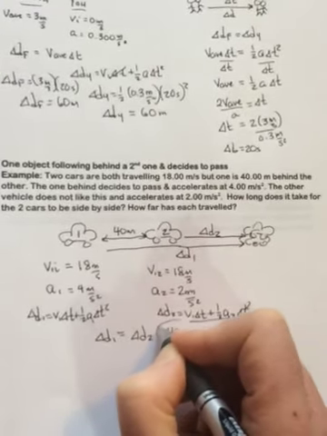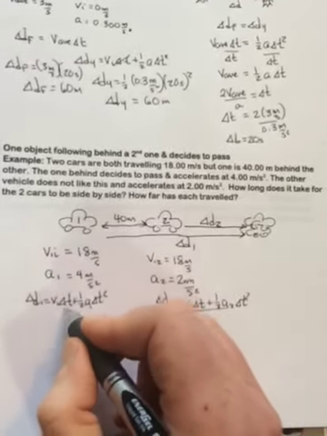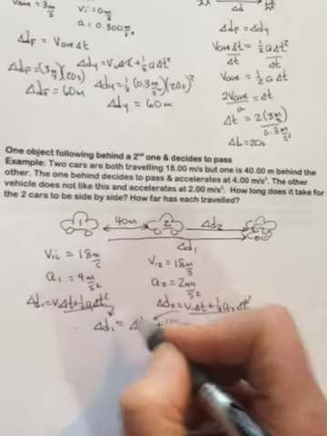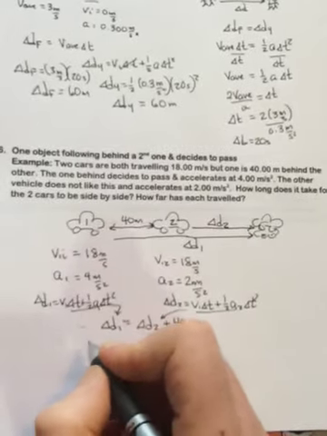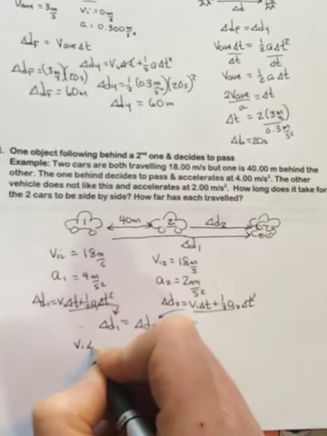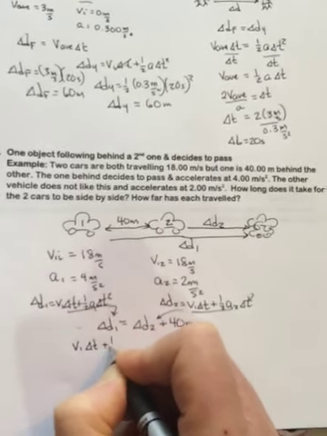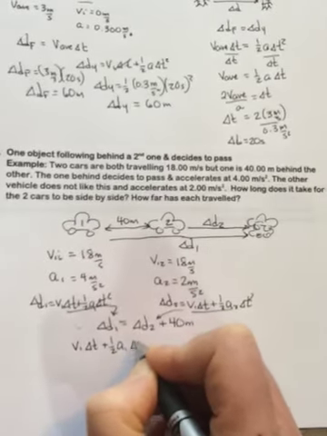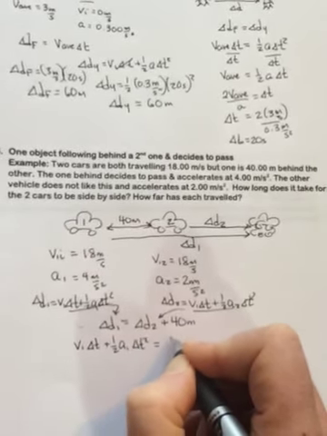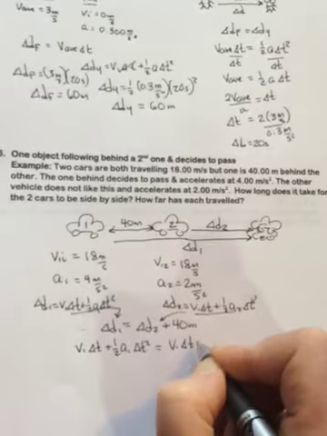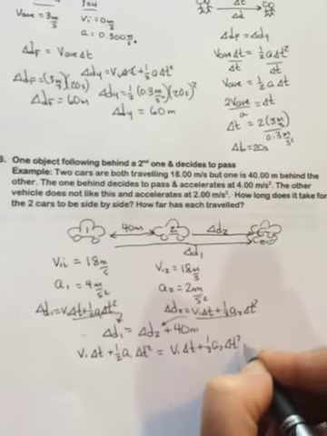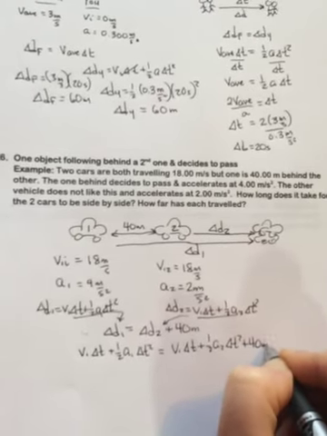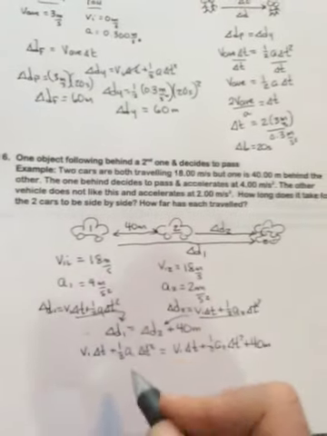This whole thing goes in where d2 is. This whole thing goes in where d1 is. So it's just like example number 4 that we did yesterday in that sense. So it'll be vi delta t + 1/2 a1 delta t squared will equal vi delta t + 1/2 a2 delta t squared + 40 meters. The times will be the same.